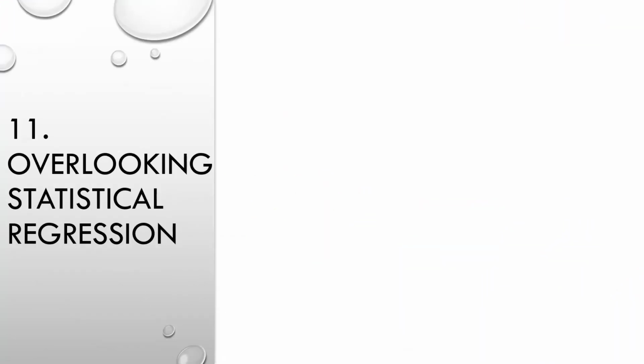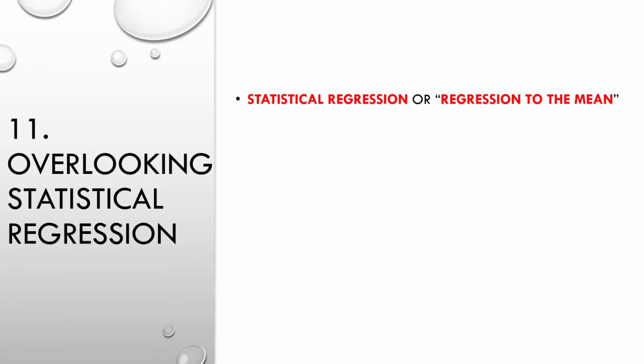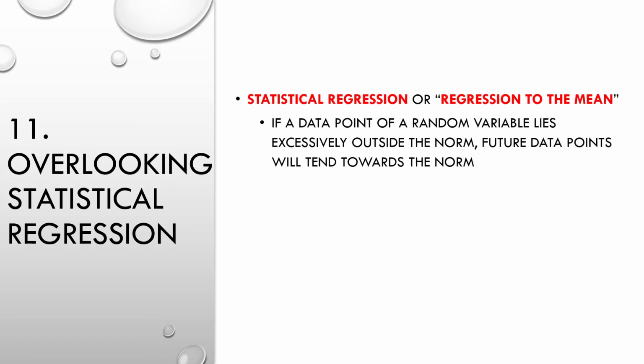Next, we have overlooking statistical regression, or regression to the mean, which refers to a statistical property of measurements of mean values of populations, where if a data point of a random variable lies excessively outside the norm, future data points will tend towards the norm. If you take one measurement that tends towards an extreme, the next measurement is likely to be closer to the mean.